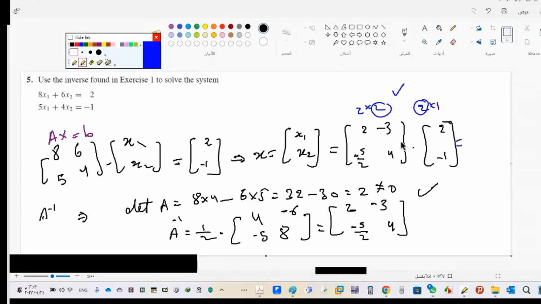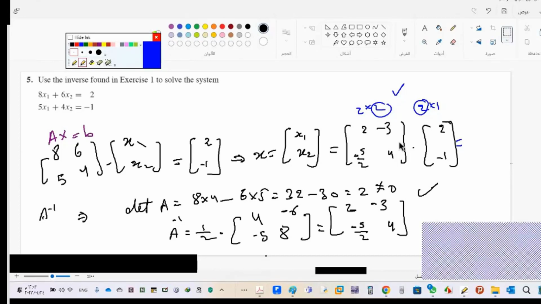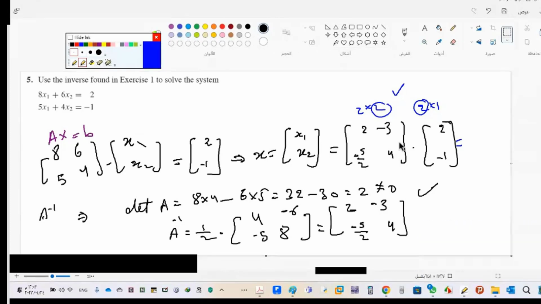Is it clear? Should I repeat? Take a minute to check it and tell me if it's clear, or should I repeat any part? From the beginning, where?